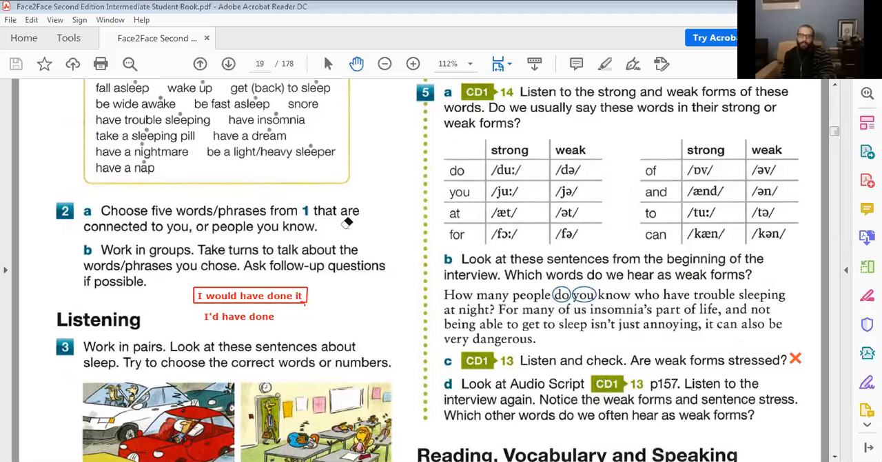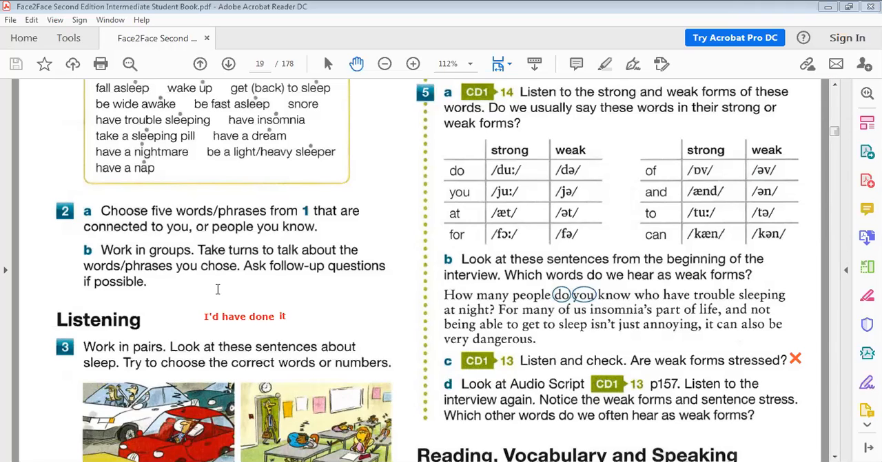Okay, can you read this again, please, Sana? Okay, I'd have done. Okay, Hajar, would you like to try it? Can you read this? I'd have done it. Najat? I'd have done it.